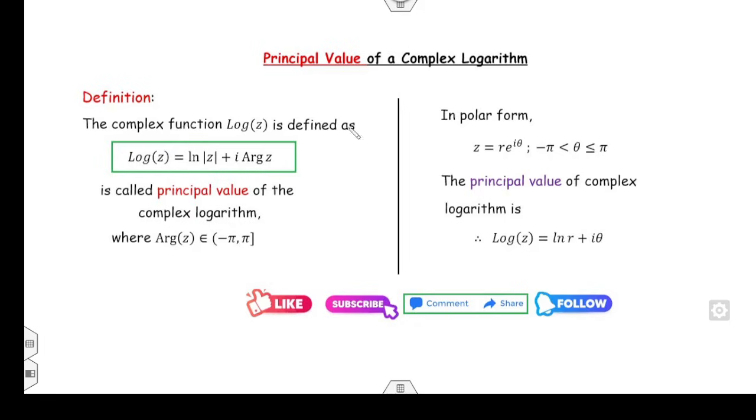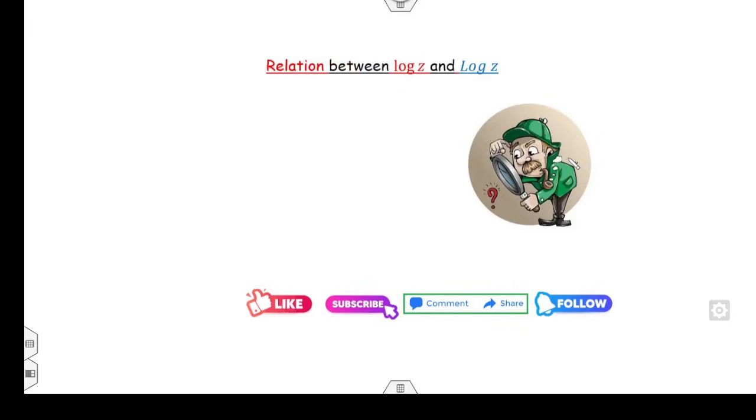Now, if you write z in polar form as r e raised to the power iota theta, then you can define the principal value by taking the logarithm: capital Log is ln of r plus iota theta, and make sure theta lies between minus pi, which is an open end, and pi, which is a closed end. Now, what is the difference between the standard logarithmic function and the principal value of the logarithmic function?